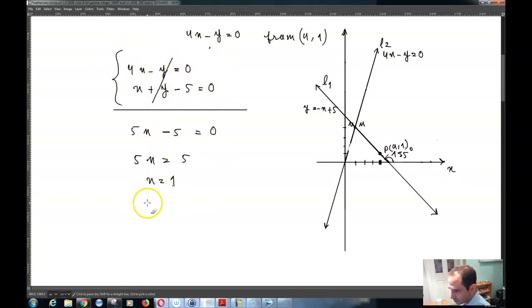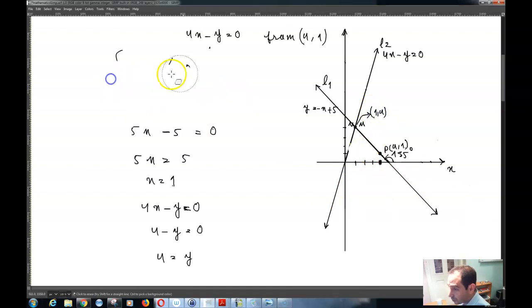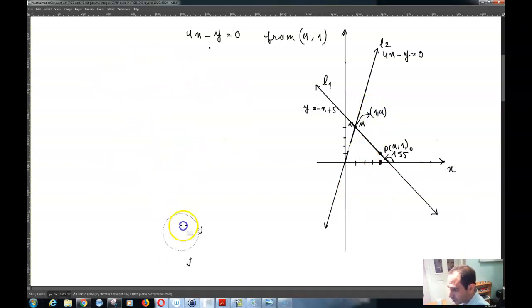Now you can take, for example, this equation over here, 4x minus y is equal to 0, and put x is equal to 1 here. So 4 minus y is equal to 0. That means that 4 is equal to y. So this point over here, point M, is nothing but 1 comma 4. So now you know the coordinates of this point, and you know the coordinates of this point. So now you can simply find it.